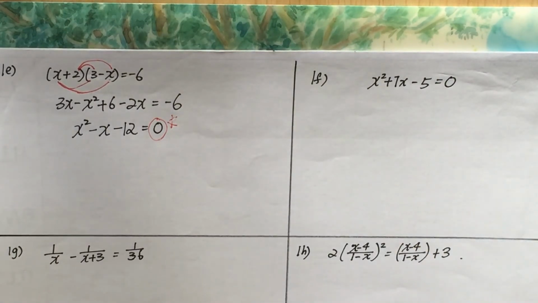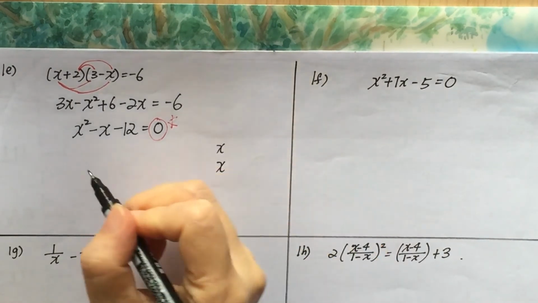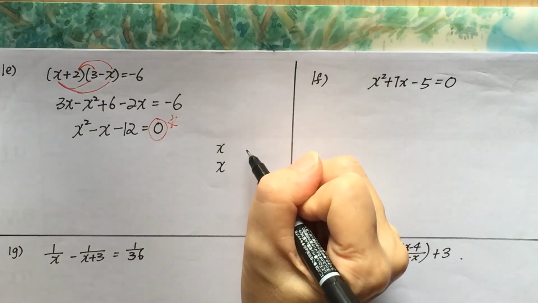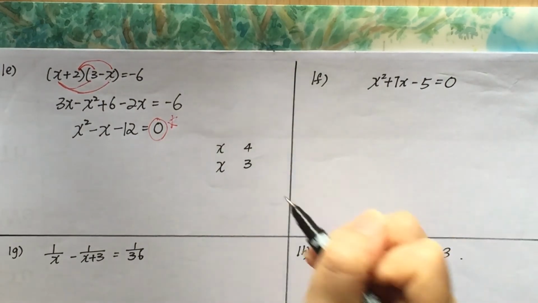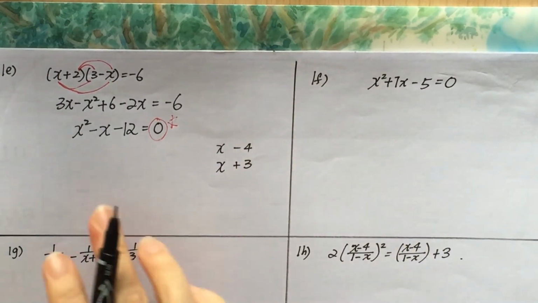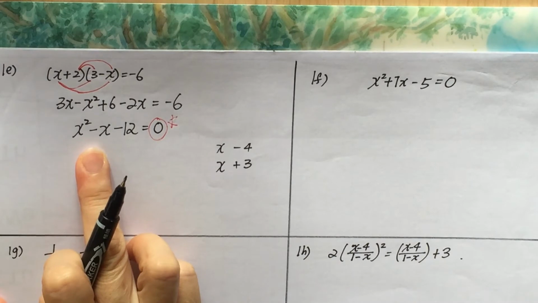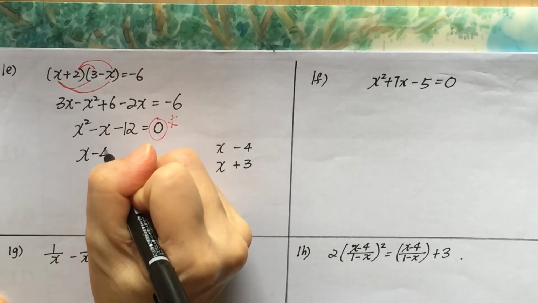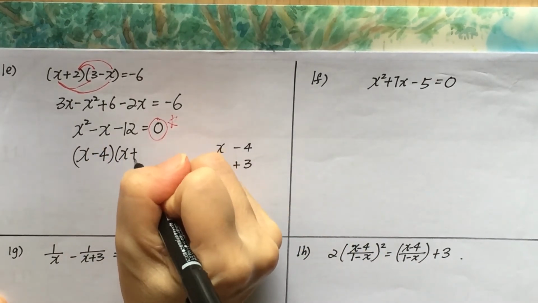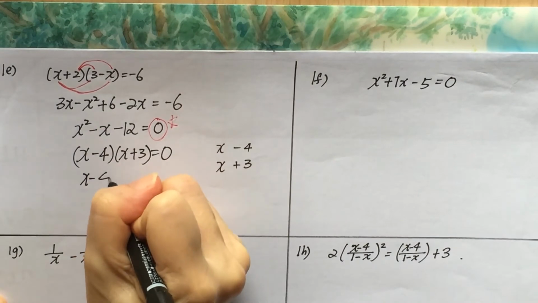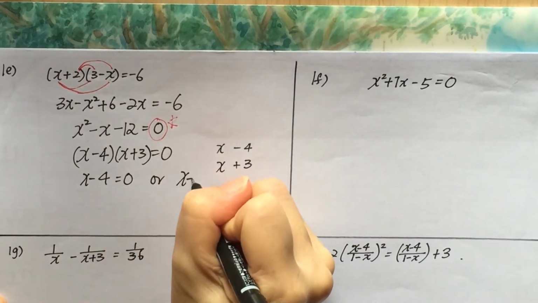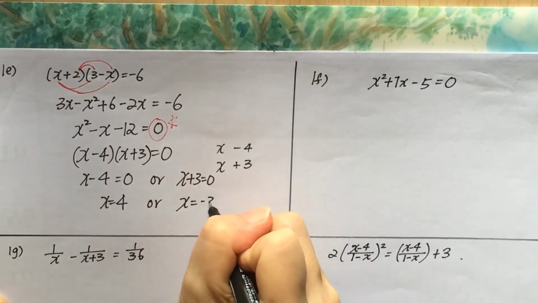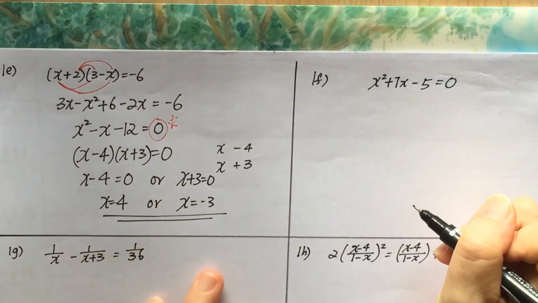Again, we are going to use factor law, factorize the left-hand side. It contains 3 terms, so we're going to use the cross method. 3, maybe 4 times 3. If I have negative here, I have positive here, I'm going to get the middle term, which is negative x: negative 4x plus 3x, so negative x. So it can be factorized to be x minus 4 times x plus 3 equals 0. So either x minus 4 is 0 or x plus 3 is 0. So x equals 4 or x equals negative 3. So this is question 1E.